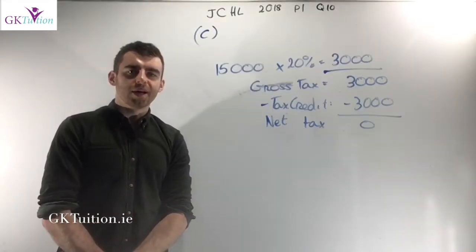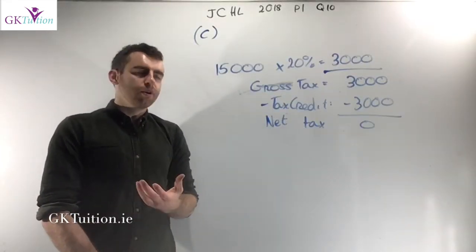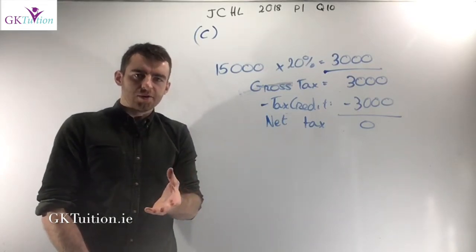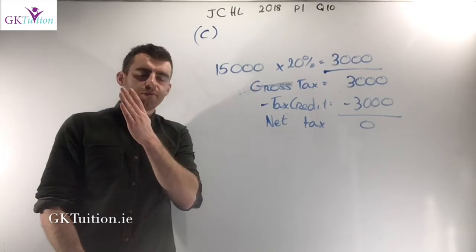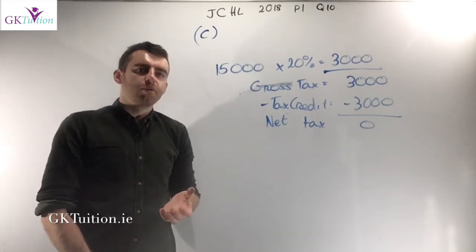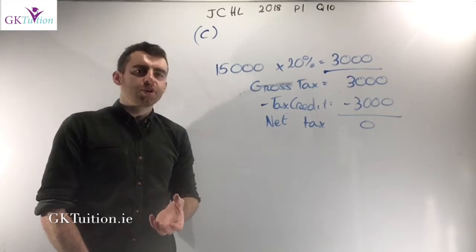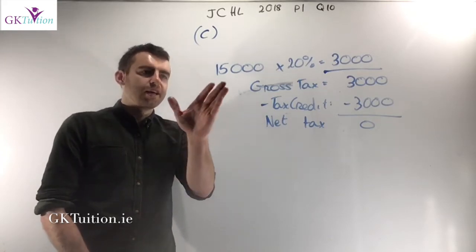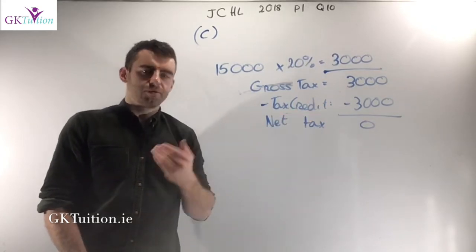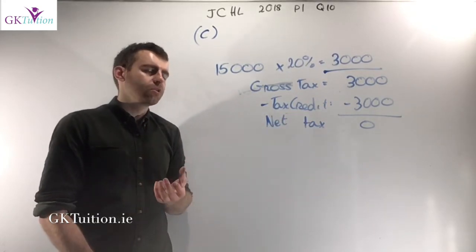Now in part C, we're asked to take into account what would happen to this graph if everyone got a 3,000 euro tax credit. And we're asked to go from 15,000 to 60,000. So to start this one off, what we should do is work out how much tax someone would have to pay if they earned 15,000 euro and had a tax credit of 3,000 euro. So let's just work this one out.